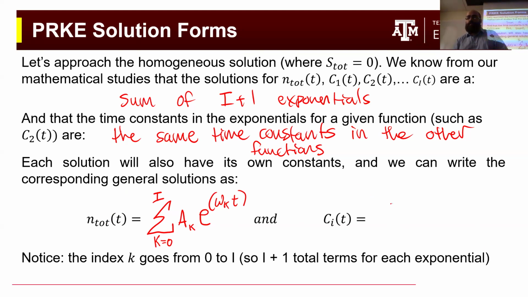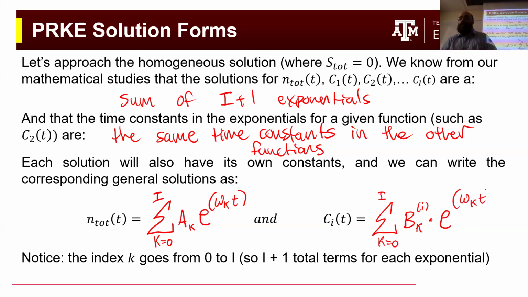And for the precursor density, it is also a sum over k, where k goes from 0 to capital I. Here, the coefficients up front are called b_k, and for every delayed neutron precursor group, we're going to have a different coefficient up front for this b_k, but the exponential part is going to be the same. It's going to look like e to the omega k times the time.